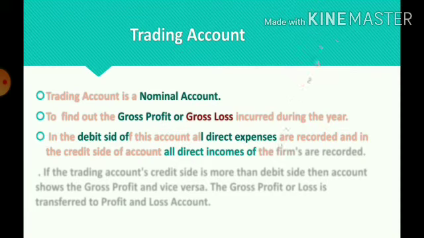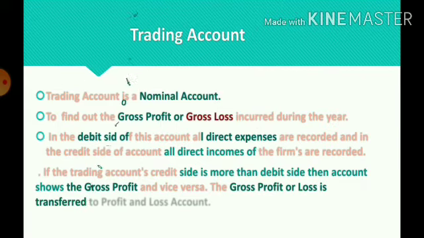Here also in trading account, all direct expenses will be recorded on debit side and all direct incomes will be recorded on credit side. If trading account's credit side is more than debit side, then account shows gross profit. It means that if our incomes are more and our expenses are less, we are going to earn gross profit. And if our expenses are more and income is less, then we are going to suffer gross loss. This will be transferred to profit and loss account.